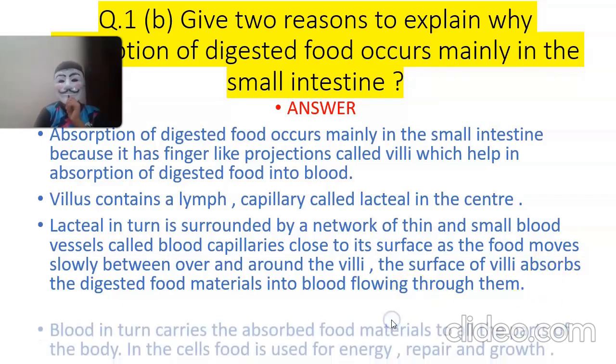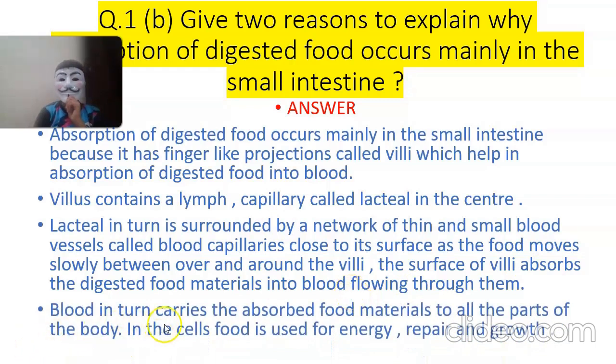The villi transport the digested food into the blood flowing through them, and the blood in turn carries the absorbed food materials to all the parts of the body. The food materials which were absorbed were sent by the blood to the various organs of our body, and the undigested food was removed through the large intestine by the anus.